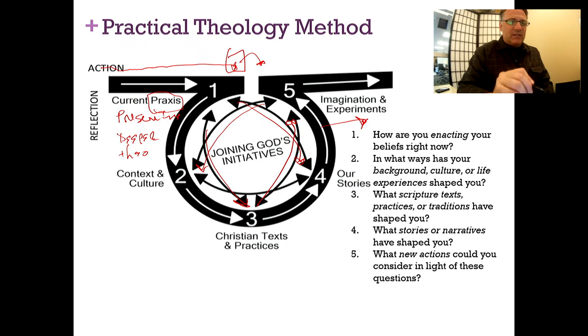The more you've reflected upon that, now you can bring some other things into play. Context and culture. What ways has your background, culture, or life experiences shaped you? What is it about your theological background, your church background, your cultural background, your racial background, gender, the experiences that you've had, the places where you've grown up, the culture in which you have found yourself shaped? Naming those so that you can begin to navigate those are really important.